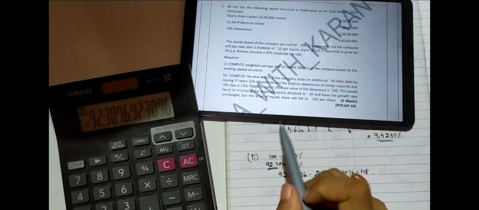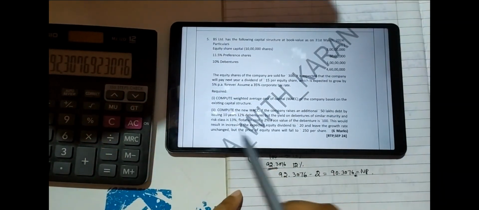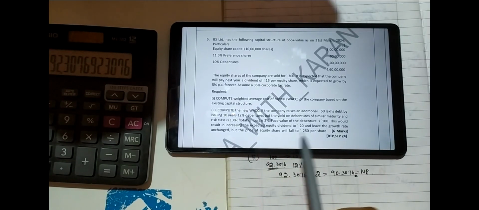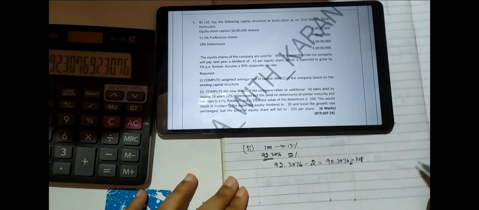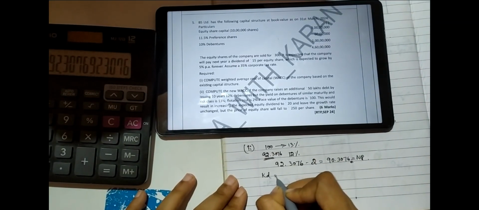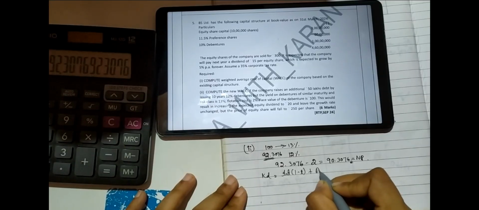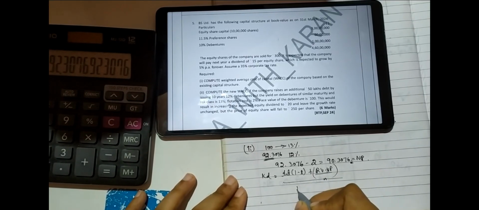And then what is the redemption value? Have they given anything about it? No. Face value of the debenture is 100. So nothing about this, only this much is the information. So what is KD? KD is interest into 1 minus tax plus redemption value minus net proceeds upon n, whole divided by redemption value plus net proceeds upon 2, right?